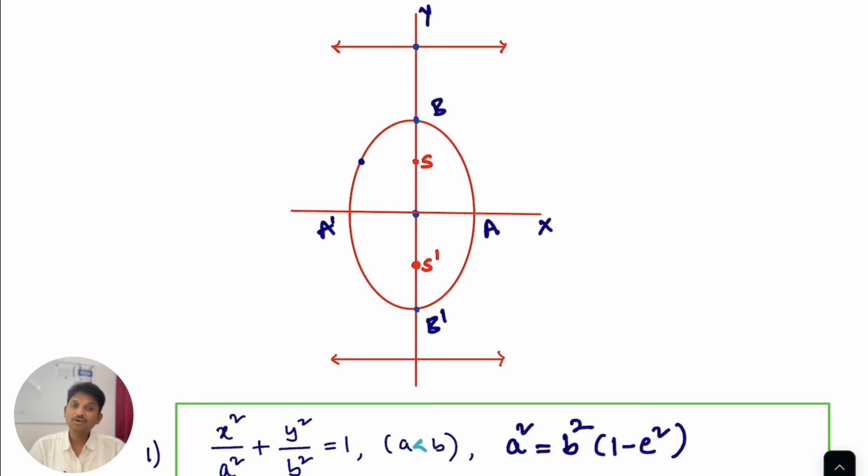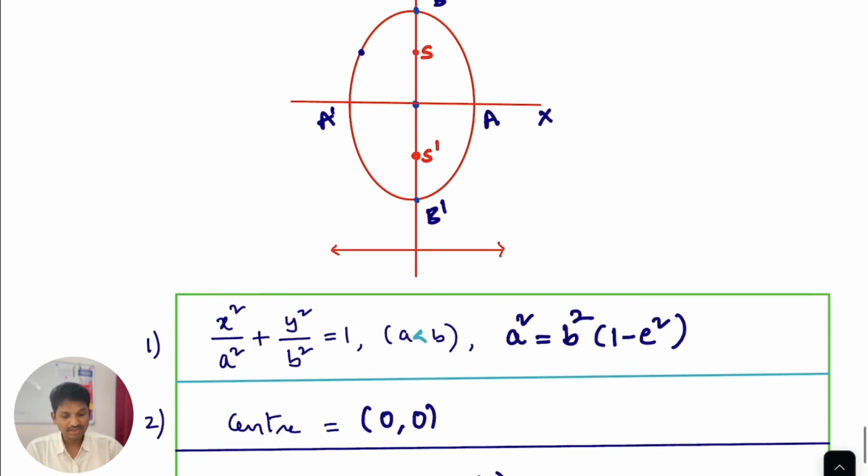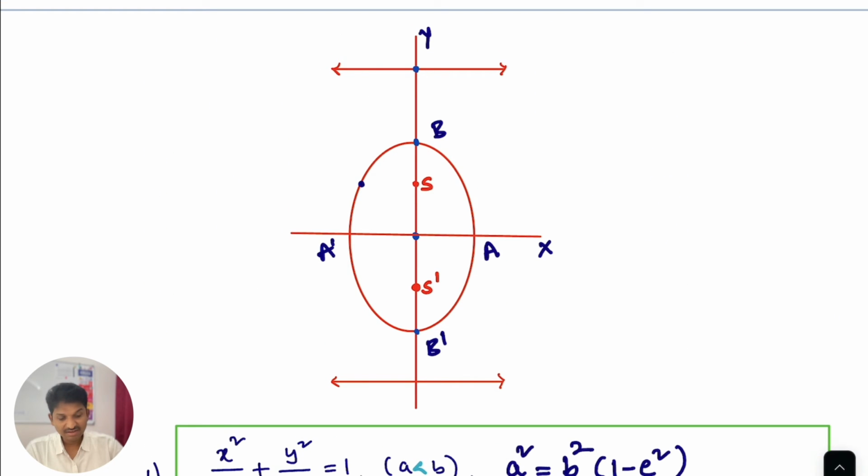Next is length of major axis and minor axis. See, this is the major axis. This length is B, this length is also B. So what is length of major axis? Length of major axis is 2B. Okay. In this, length of major axis is 2B, length of minor axis is 2A. See, this length is there, na? This length is smaller. That's why this is minor axis. What is length of minor axis? Length of minor axis is 2A.